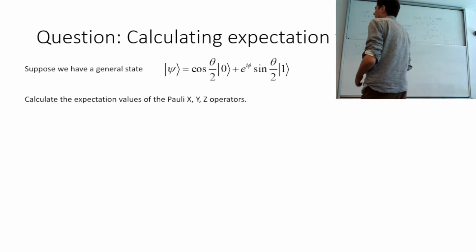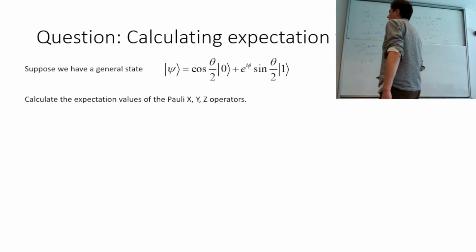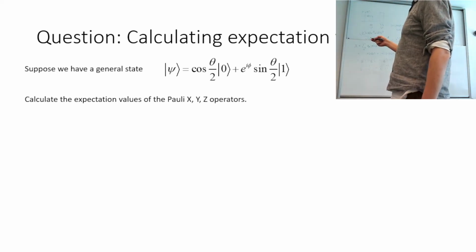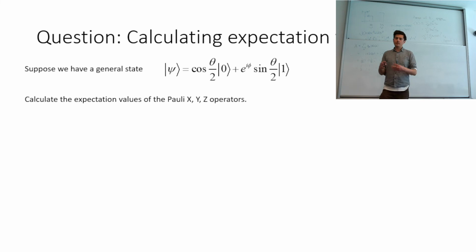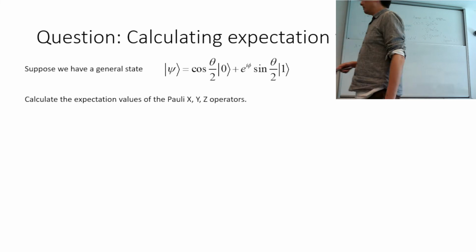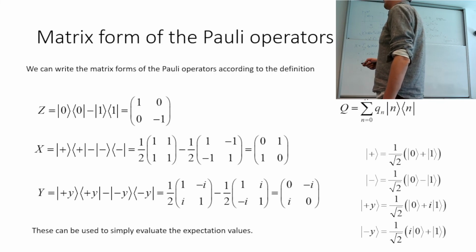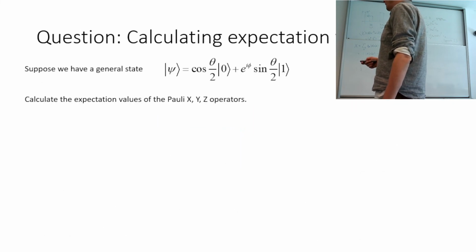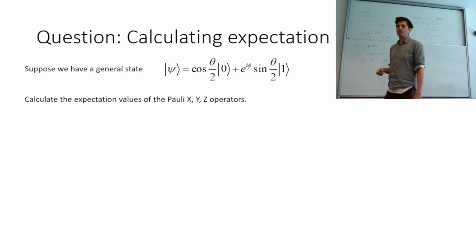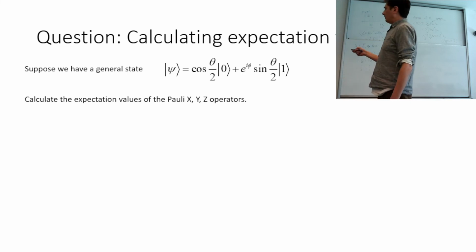Okay, so why don't we do a bit of practice? Using a method of your choice, you could either use the matrix notation or the bracket notation. I would recommend the matrix notation. It's probably a little bit quicker. Try and calculate the expectation values of the x, y, z operators.